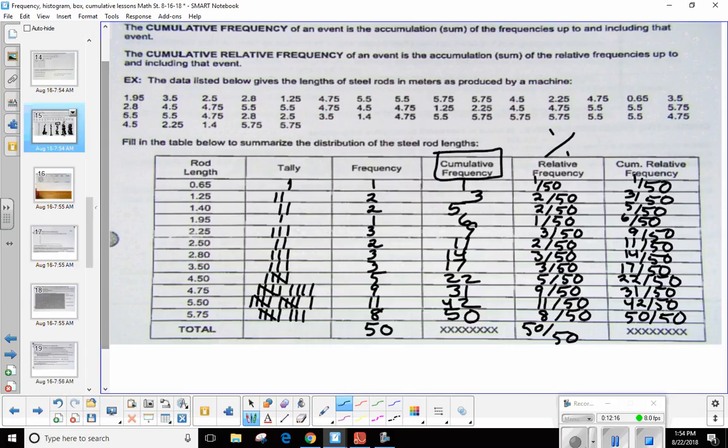I'll go ahead and say I can't talk today. All right, is everybody okay with how we found those values?